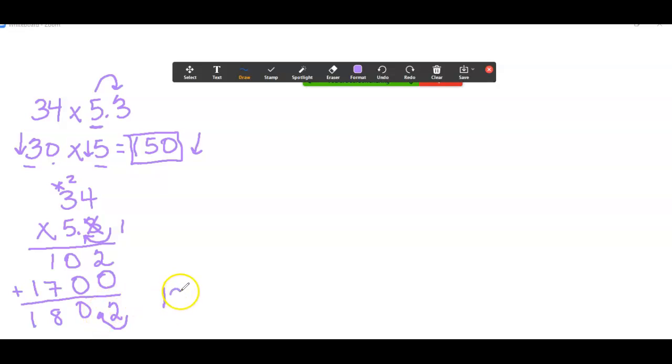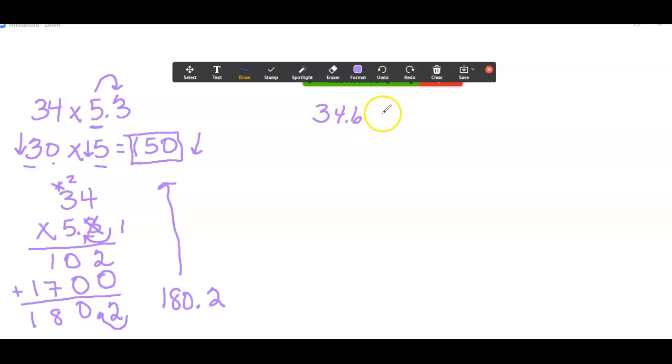So this answer is 180 and 2/10. Now, is that close to 150? I would say that that's relatively close, yes. And remember, 150 is an underestimate, so is 150 under 180 and 2/10? Absolutely. Okay. Last one together.